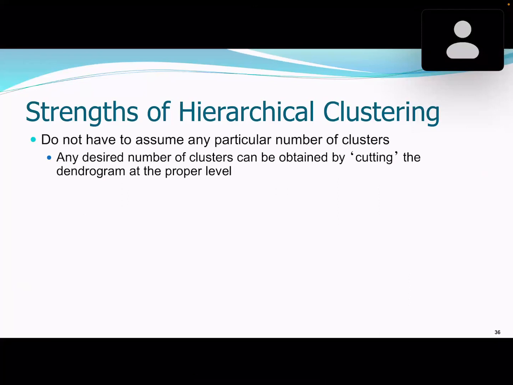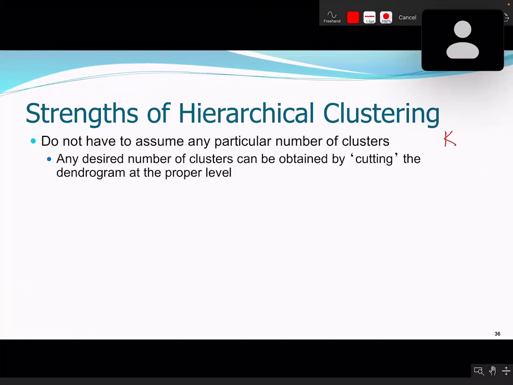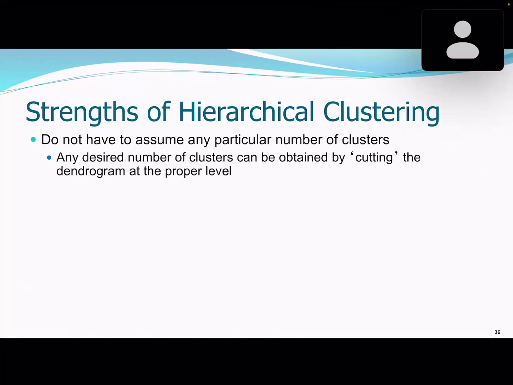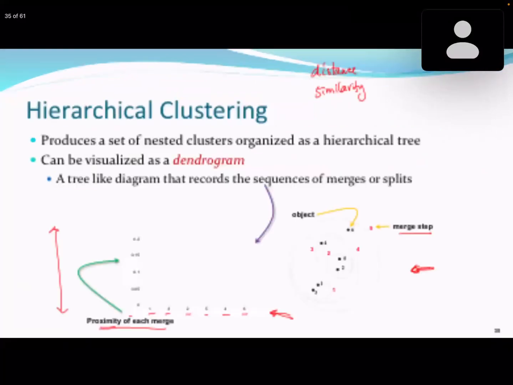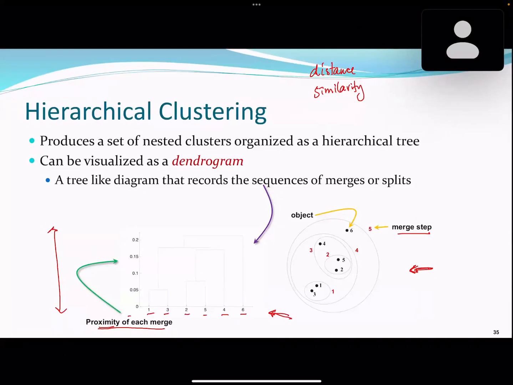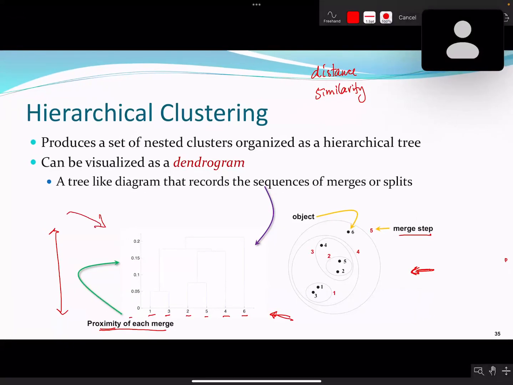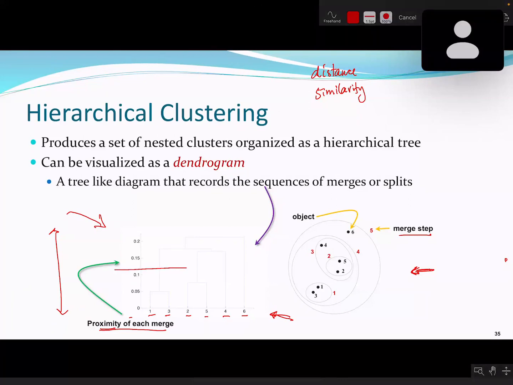That is to say, we do not have to specify the value of k as we needed with k-means or k-medoids. Any desired number of clusters can be obtained by cutting the dendrogram at a proper level. So if you're given this dendrogram and I want to obtain a certain number of clusters, I set a particular proximity requirement and I draw a horizontal line.